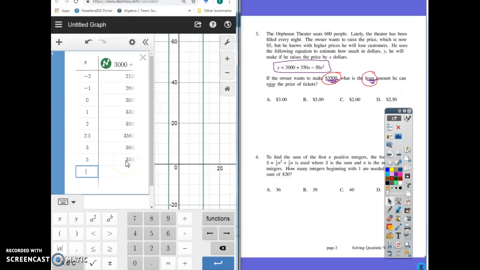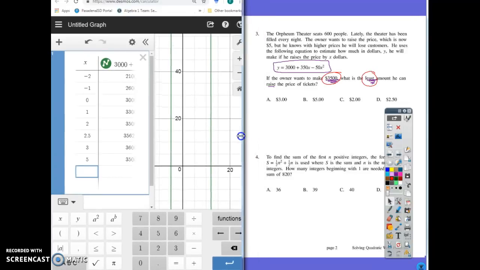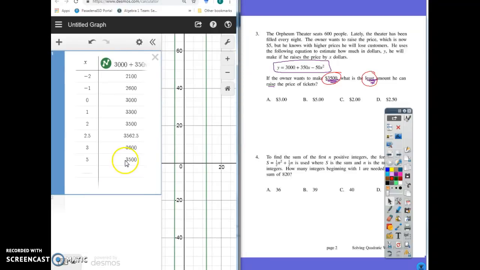Oh, I can't see. Why can't I see? I gotta make it bigger. Nope. What about right here? Okay, there we go. So right here I reached 3,500, and right here I reached 3,500. But it's the least one. Least means the smallest. Okay? Lo menos. So it is at $2. That's when I made 3,500.